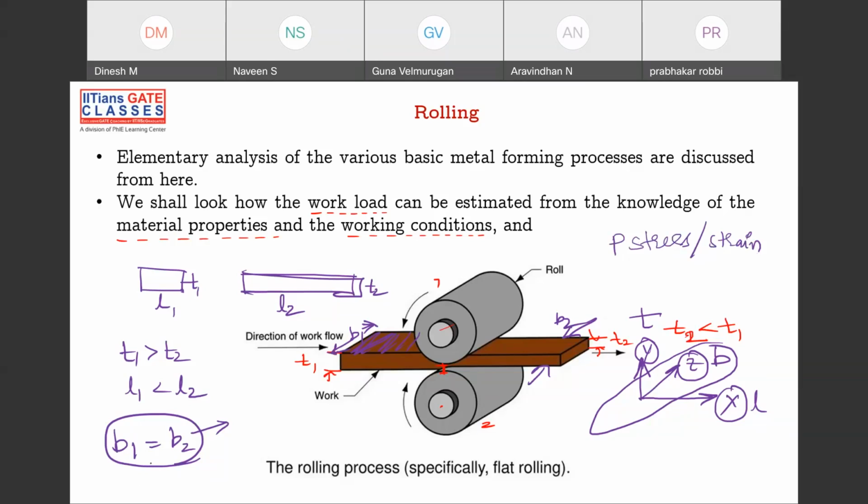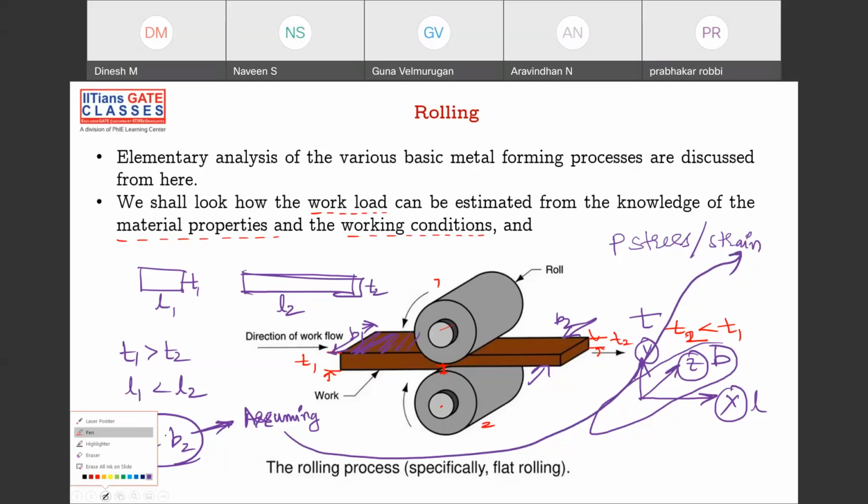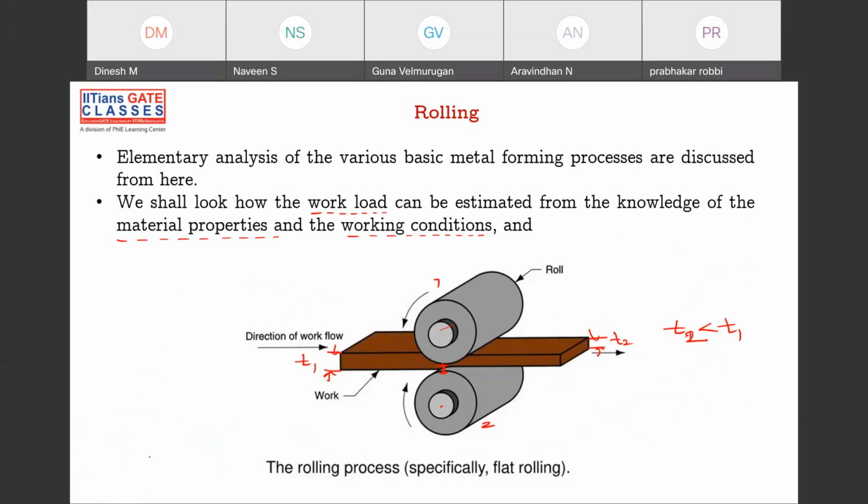That's it. You can easily suggest that. And please remember, this is an assumption only. Why are we assuming? Because it makes our calculation easier. As we are assuming that, we can consider this problem as a plane strain problem. So please remember, generally whatever we do, we assume that width is constant in rolling, and then we say that it is a plane strain problem. So rolling is a plane strain problem. That is what you have to understand here. Good, fine. Now let's proceed.